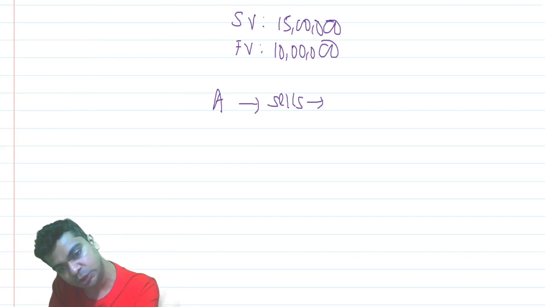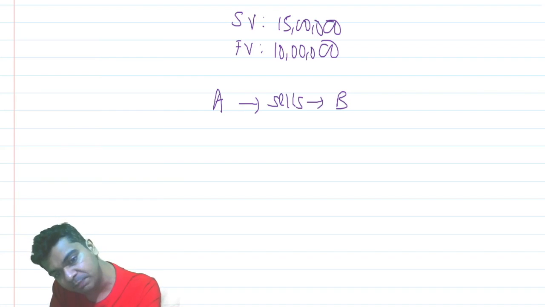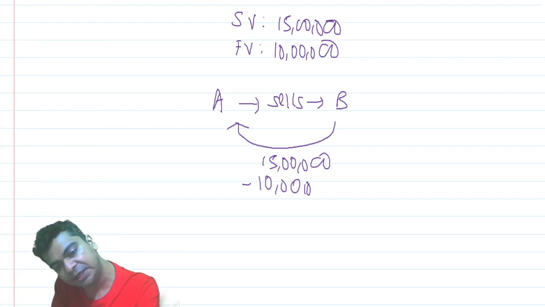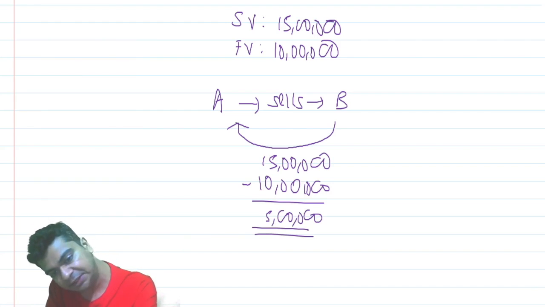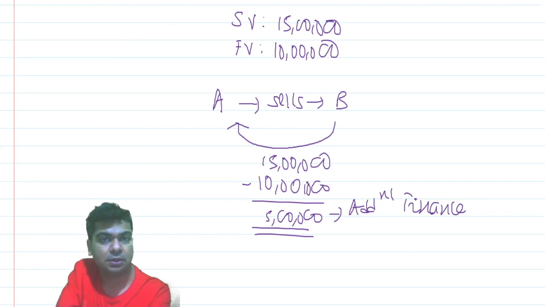A sells to B an asset which has a fair value of 10 lakhs. So B now has to pay the consideration. B is paying 15 lakhs for an asset which is worth 10 lakhs. So one really wonders, what is this extra 5 lakhs? Why will B pay this extra 5 lakhs? This extra 5 lakhs will be considered as additional finance.